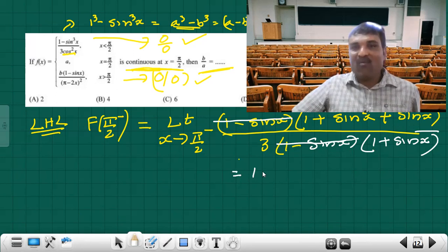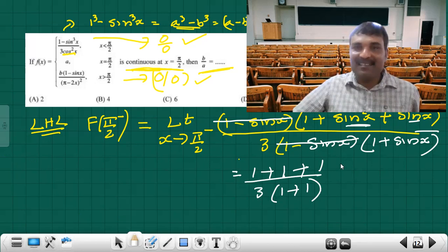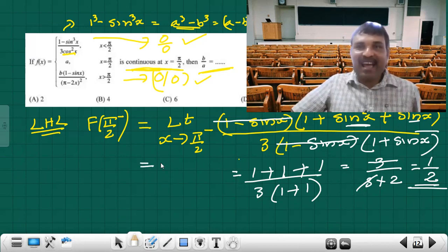Now apply the limit: 1 plus sin square pi by 2 plus sin pi by 2, that is 1 plus 1 plus 1, which is 3, divided by 3 multiplied by 1 plus 1. So this becomes 3 divided by 6. The 3 from numerator and denominator get cancelled, so this is equal to 1 by 2. So the left hand limit is 1 by 2.